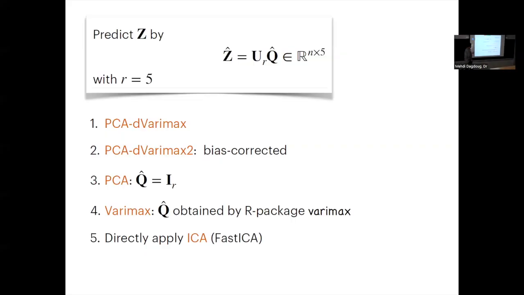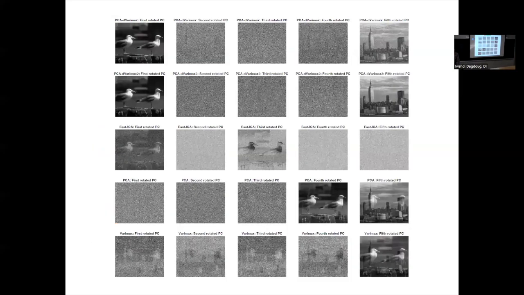Okay. And we consider different procedures depending on the choice of Q hat. So for PCA d-varimax, this is the proposed procedure. And d-varimax 2, this is the bias corrected procedure that I mentioned before. Okay. And for PCA, it means you do not rotate. And also consider varimax, which is a classical implemented algorithm in R that computes varimax. So it's interesting to compare with the actual algorithm computed from this default package. I'd also consider some independent component analysis procedure here. So this is what we have to recover the signals.